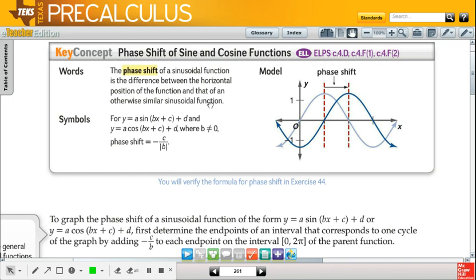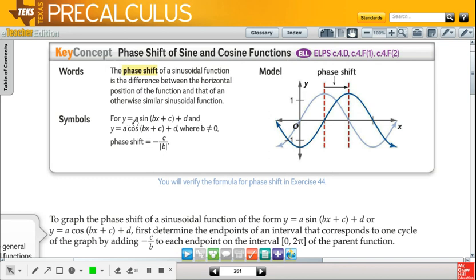So what that statement means is that when it says phase shift, meaning the horizontal translation, what was the change when it moved either left or right? That's all it's saying. That's all it's asking for. So now the formula on how to find phase shift is stated right here.